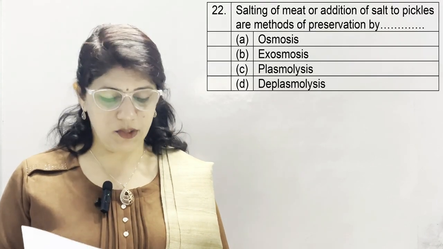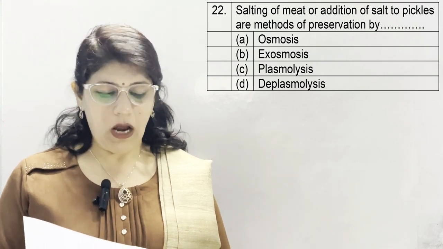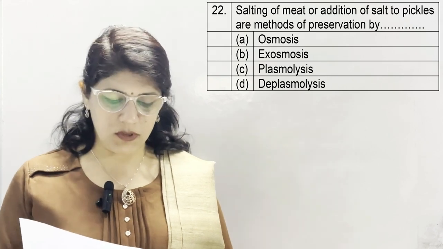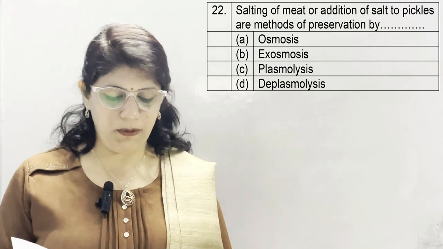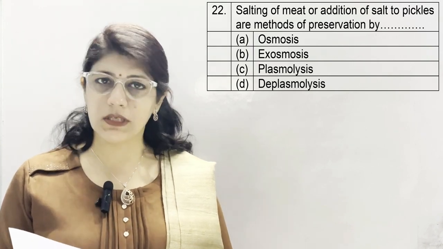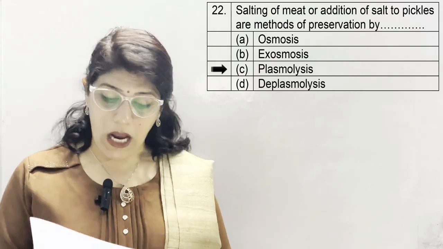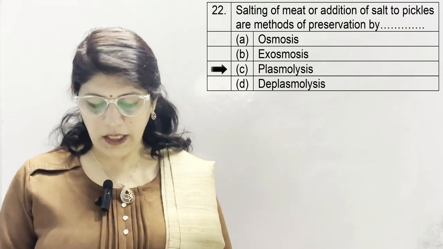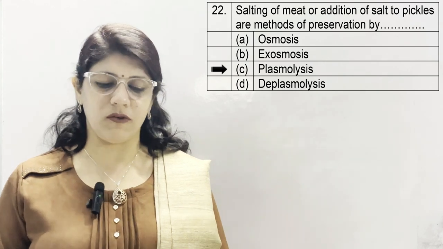Now question number 22, salting of meat or addition of salt to pickles are methods of preservation by: A, osmosis; B, exosmosis; C, plasmolysis; and D, deplasmolysis. The correct option is C, which is plasmolysis, because salting creates hypertonic condition in which fungi and bacteria get killed by plasmolysis. So the correct option is C, which is plasmolysis.